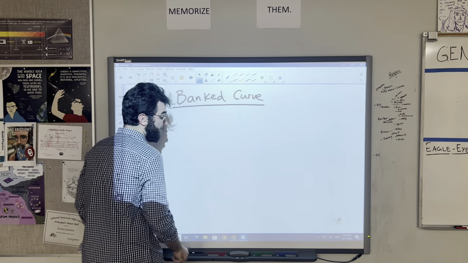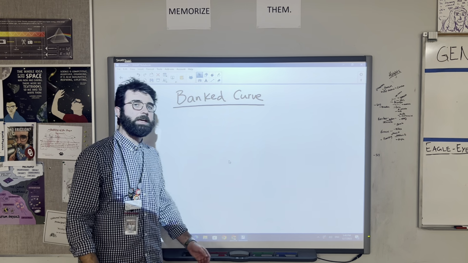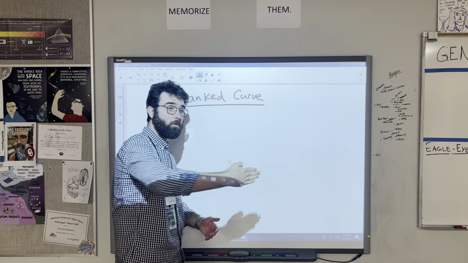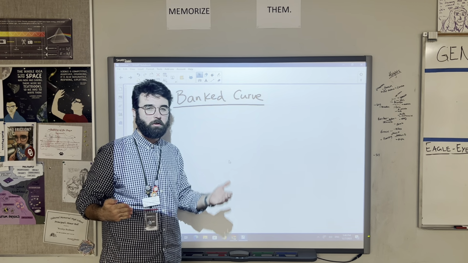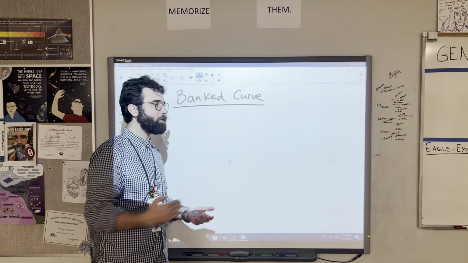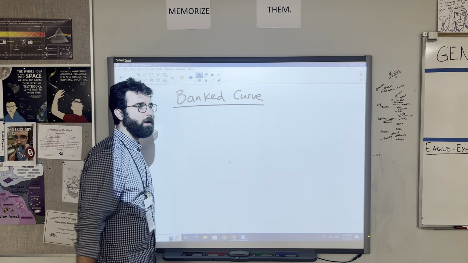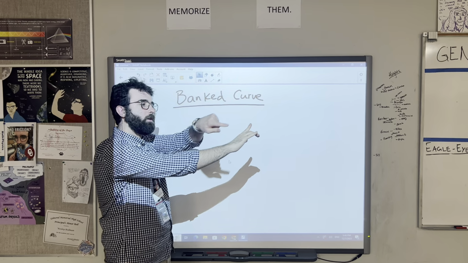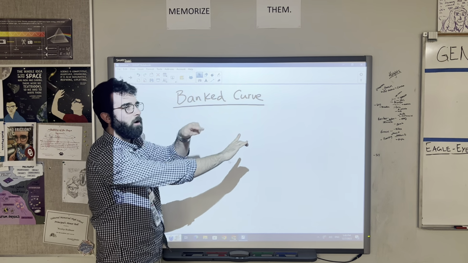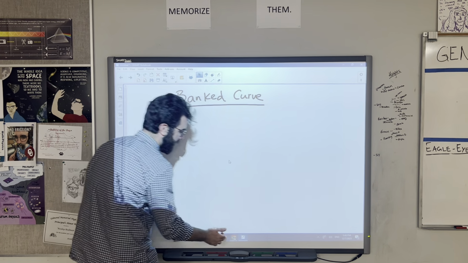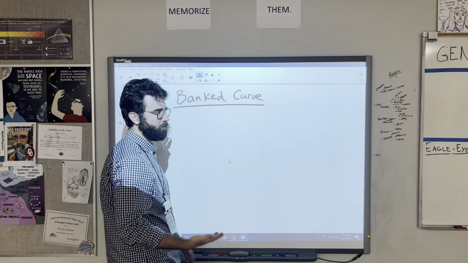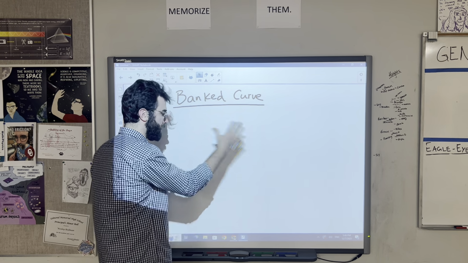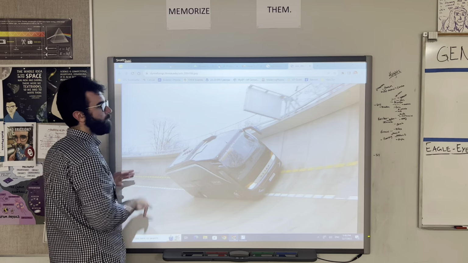A banked curve, at least in the physics sense, is taking a look at a car making a turn around a curve, but the road that it's taking that turn on is actually inclined at some angle theta. So it's a stretch of road that's not perfectly horizontal, but we're still looking at a car as it's making a turn on that stretch of road. To visualize this, because I think both homework systems don't do the best at explaining what this looks like, this is what we're looking at.